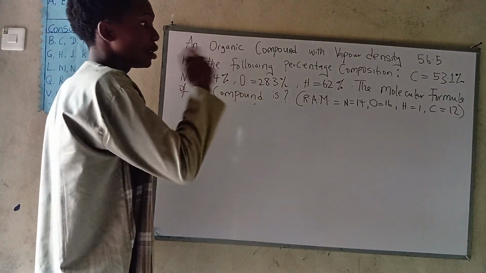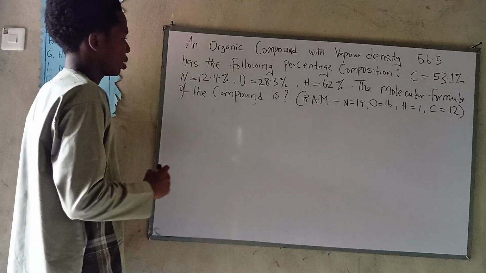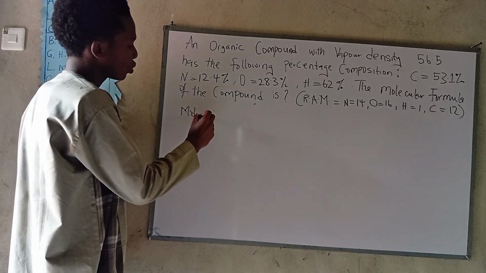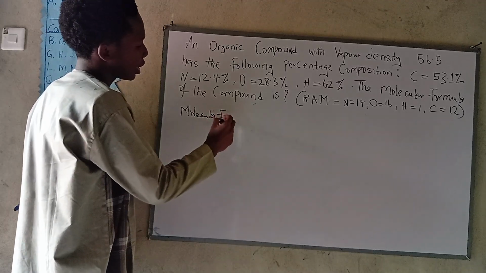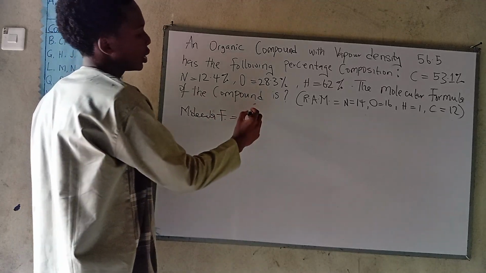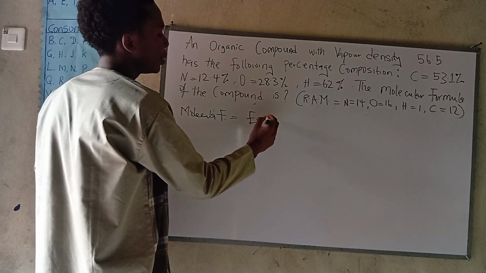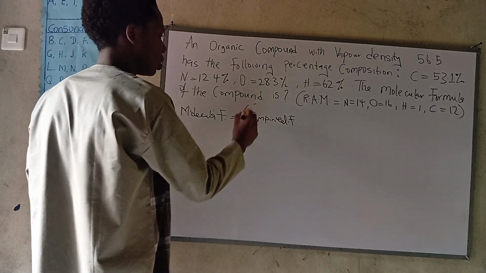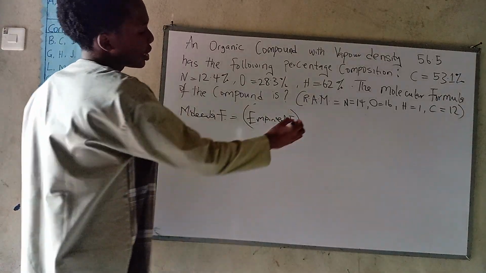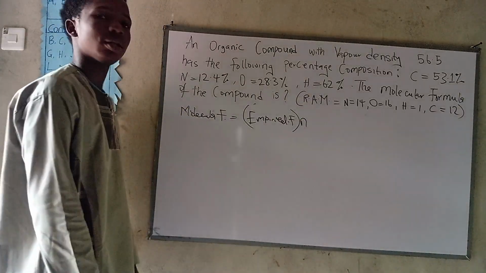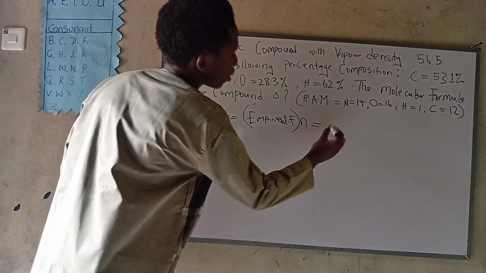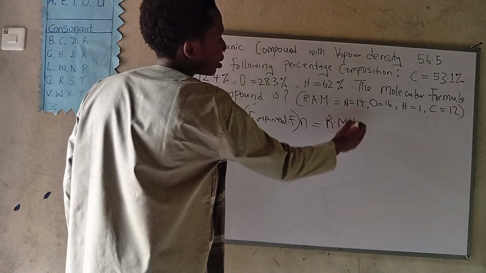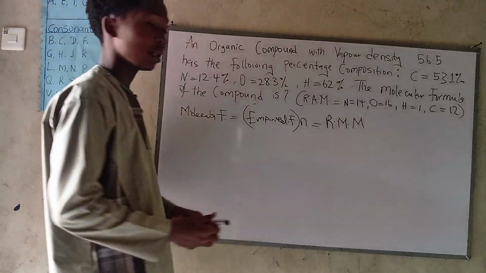Okay, now before we start, first of all, there is a formula to look for the molecular formula. So now it goes like this. Looking for the molecular formula, you write it: molecular formula is equal to empirical formula, this empirical formula is affected by n, where n is equal to what? Relative molecular mass. But now we're not giving relative molecular mass.